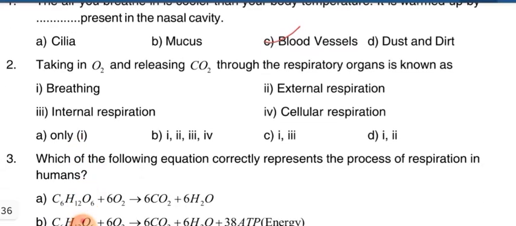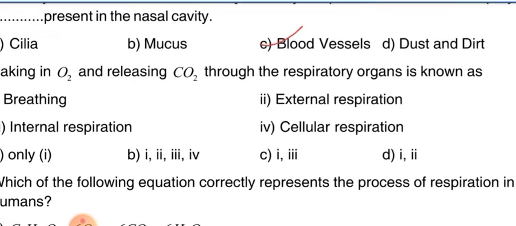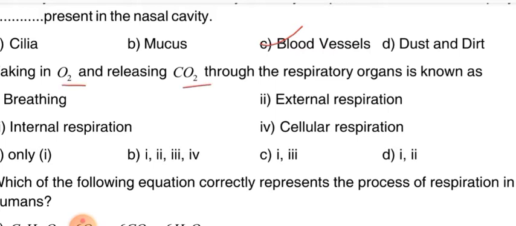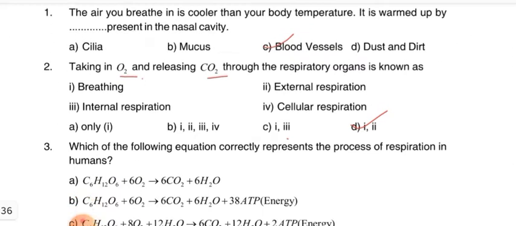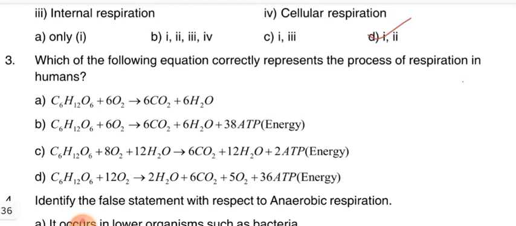Now, taking in oxygen and releasing carbon dioxide is called what? So we are just taking in oxygen and releasing carbon dioxide, which is breathing or external respiration, right? So both 1 and 2 can be the answers. Answer is D. Next, which of the following equations correctly represents the process of respiration in humans?